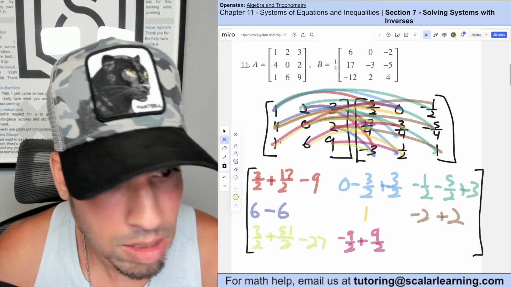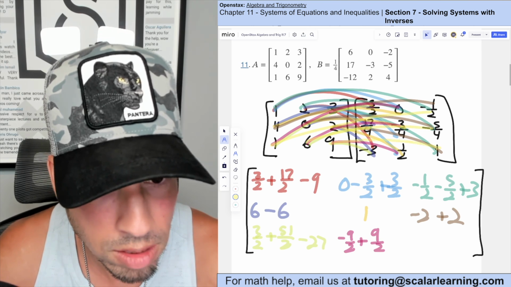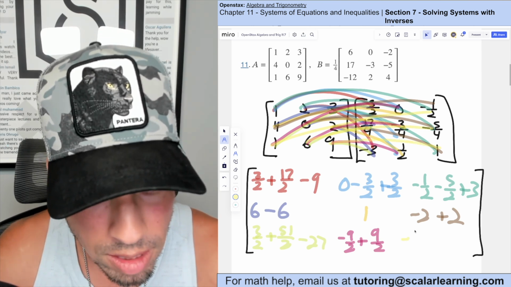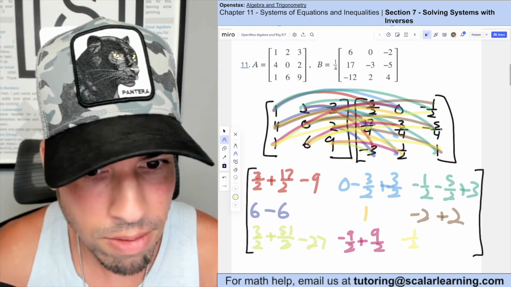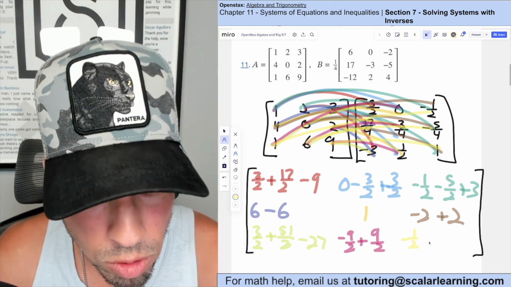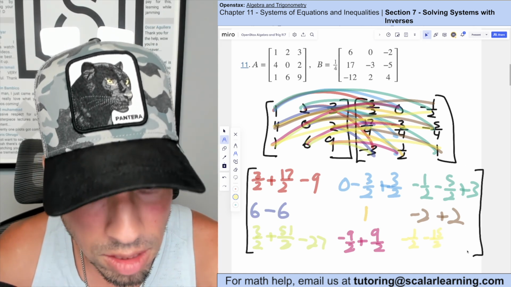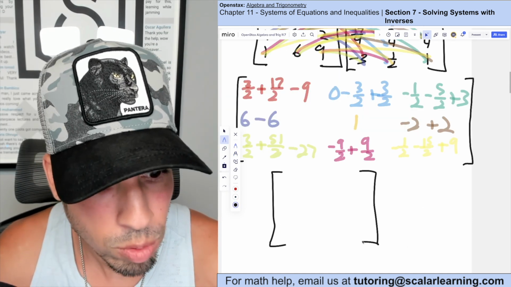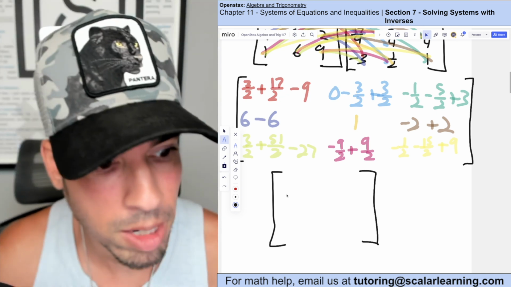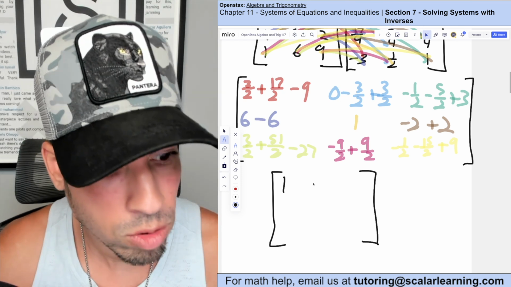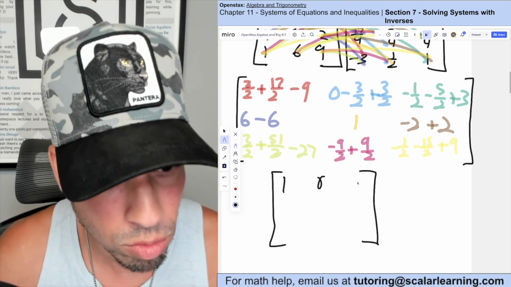And then last but not least, in yellow, we got 1 times negative 1 half, 6 times negative 5 fourths, 9 times 1. So we got negative 1 half. Hope you can see that's a little light. And then 6 times negative 5 fourths is negative 30 fourths, or negative 15 halves, and then 9 times 1 is plus 9. Now, as we simplify this out, you see that 3 halves plus 17 halves, that's 20 halves, which is 10 minus 9 is 1. That goes to 0. Negative 1 half plus negative 5 halves, that's negative 3, plus 3 is 0.